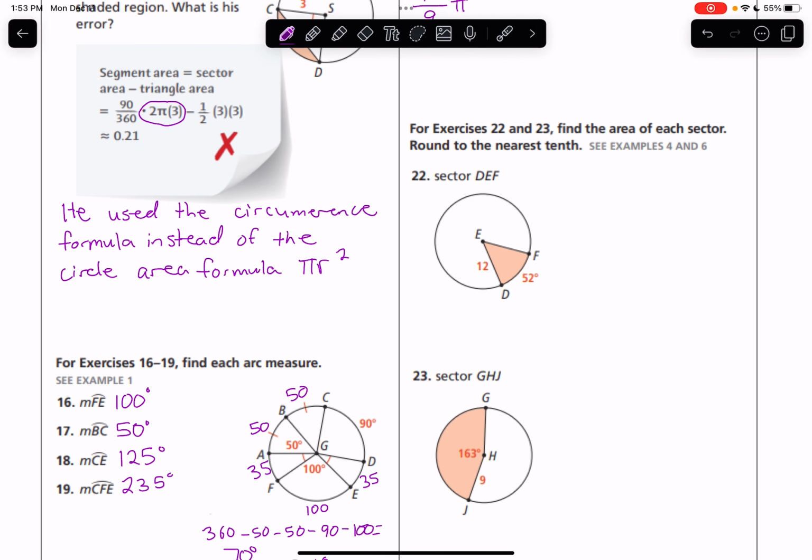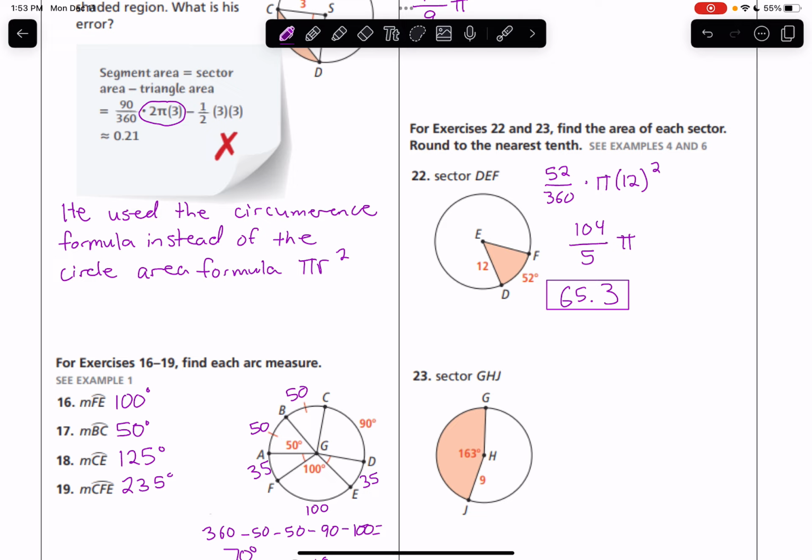22 and 23, we're finding the sector area instead of the arc length, which means we're going to do a similar process, but in this case, we'll take the fraction of the circle we have, 52 over 360, multiply it by the area of our circle, pi r times 12, not pi r times 12, I'm sorry, pi r squared. So in this case, that would be pi times 12 squared. And so when we do all of that math, 52 over 360 times 144, that is 104 over 5 pi. And if it says to find to the nearest tenth, that is equivalent to 65.3.